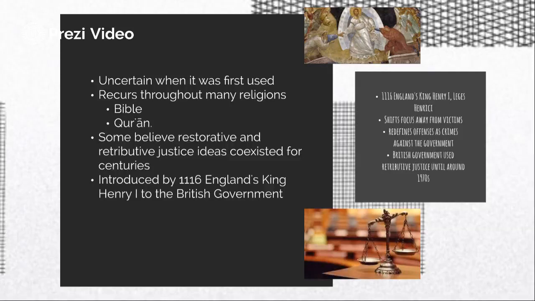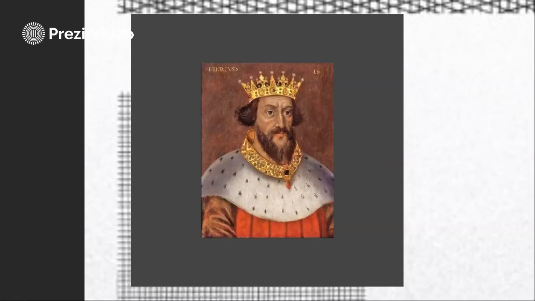For many centuries, it was believed by some that retributive and restorative justice coexisted. King Henry I of England introduced retribution law when he shifted the focus off the victims and redefined the offenses as against the government. The British government used this up until around the 1970s.